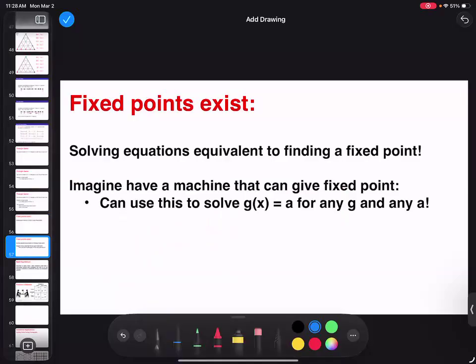So imagine I want to solve the equation g of x equals a for some function g and some number a. And imagine I have a way to find fixed points of functions. So if I ever become royalty and I get to have a coat of arms, I'm going to have a hammer on it. Does anybody know the law of the hammer?